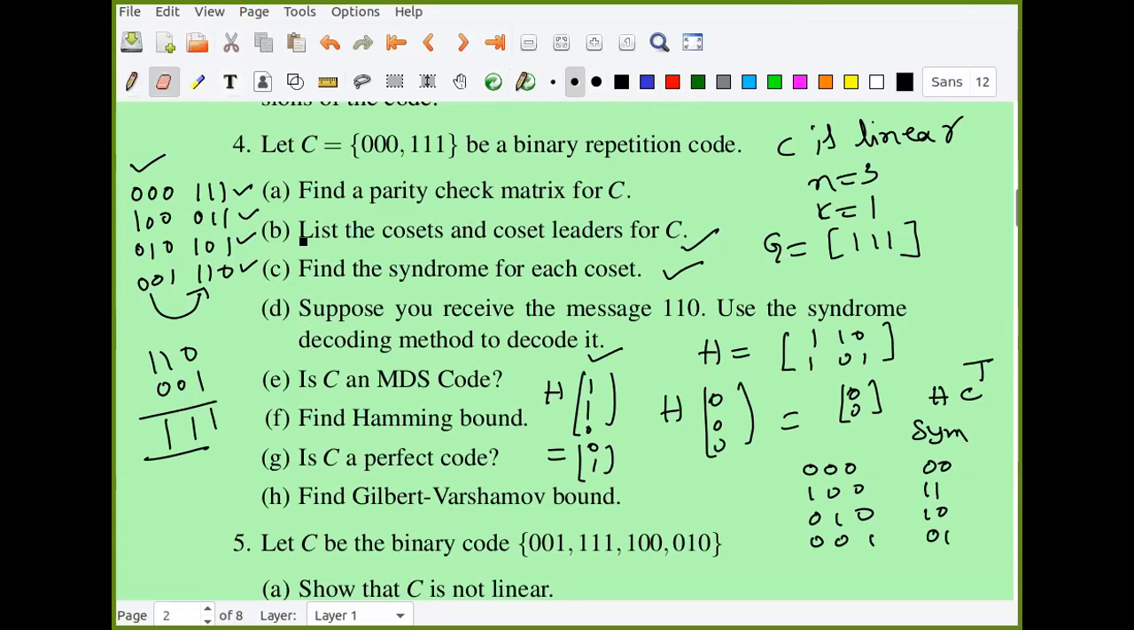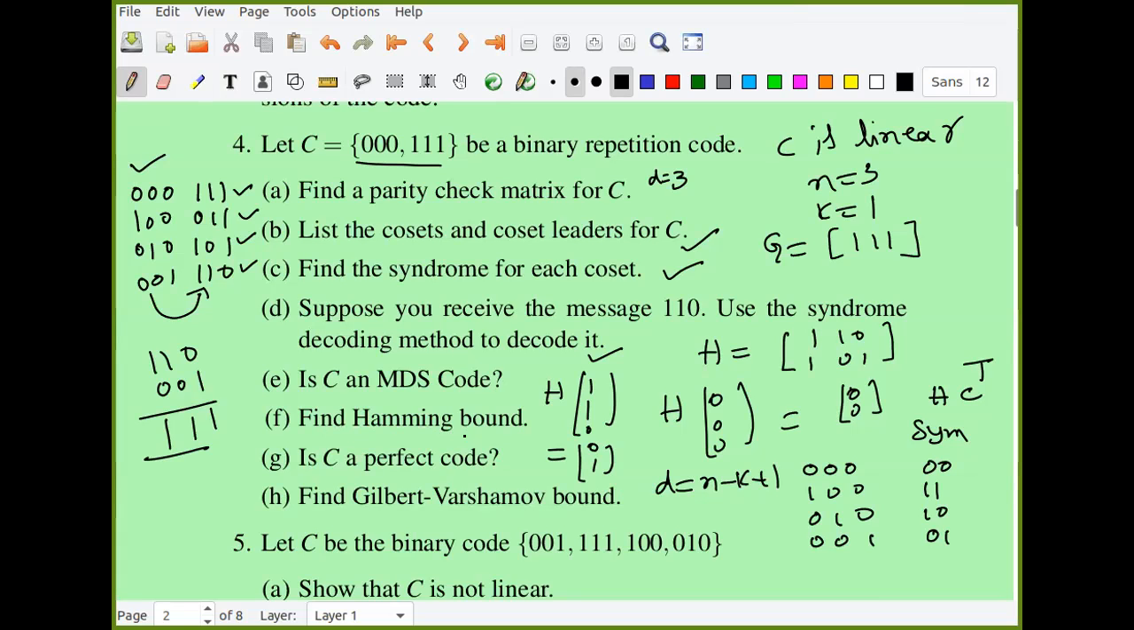MDS code means what? Where d is equal to n minus k plus 1. Is it true? What is the distance of this code? 3. Okay, d equal to 3. n equal to 3, k equal to 1. Is d equal to n minus k plus 1? Yes, right. So it is an MDS code.